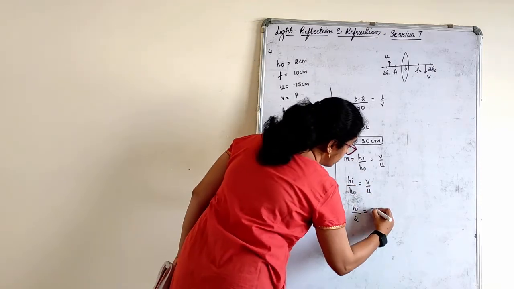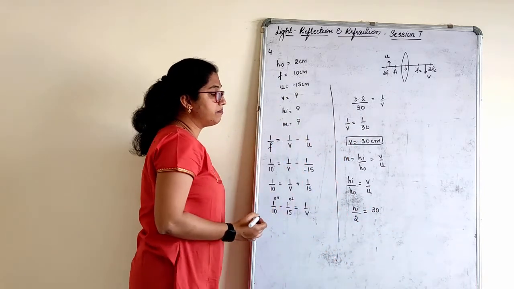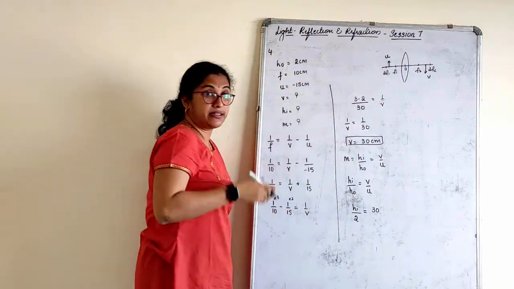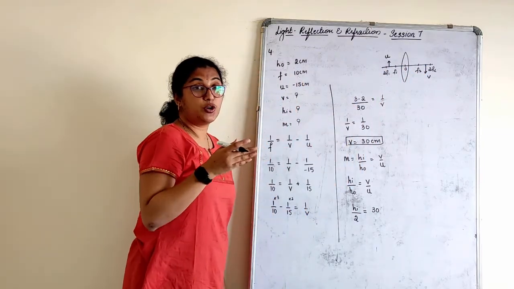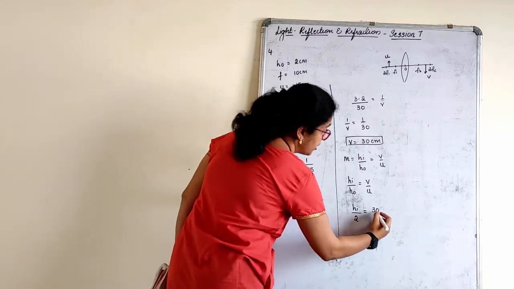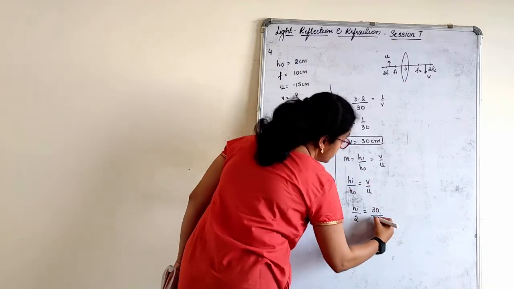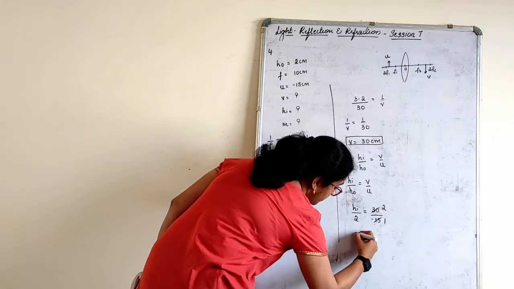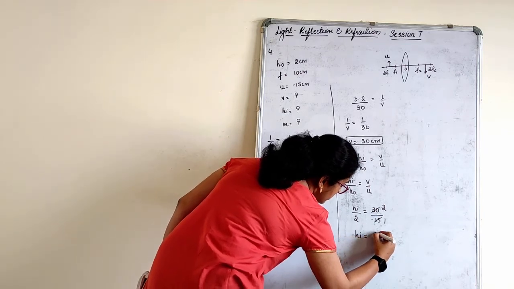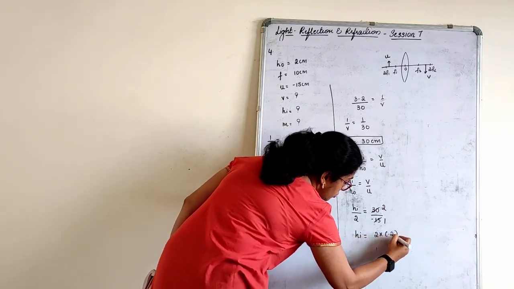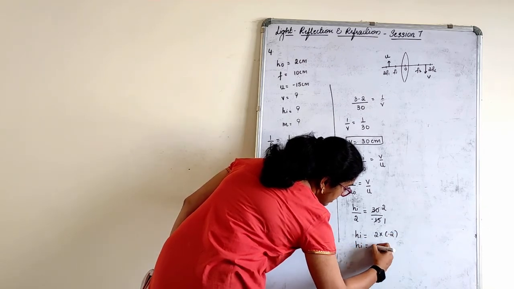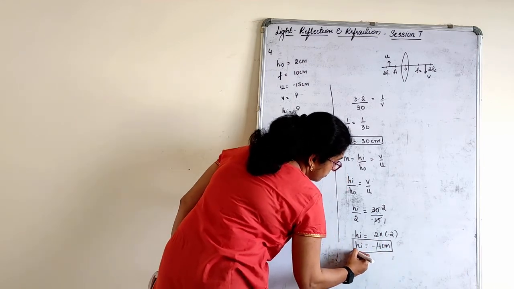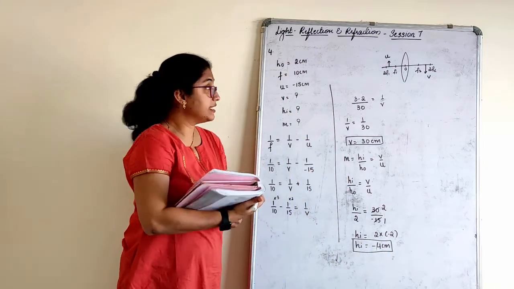What is V? 30. Tell me children, answer should be here in minus or plus. First of all, when you look at this, V is below the principal axis. So height of the image what you get should be minus, right? What is U? U is minus 15. 15 ones are 15, twos are 30. So height of the image is 2 into minus 2. Height of the image is minus 4 centimeter.